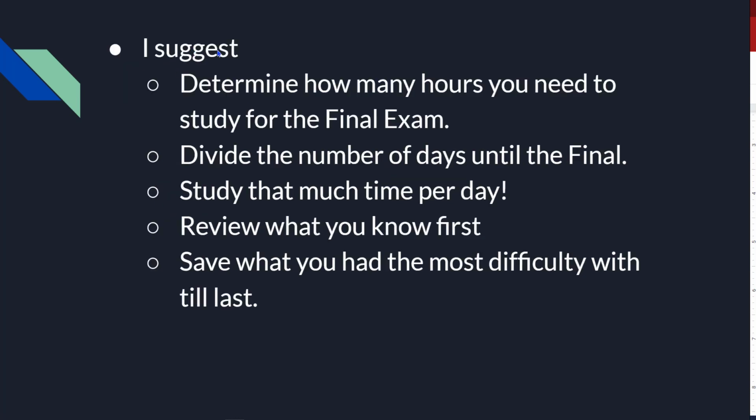All right, this is what I suggest that you do. Determine how many hours you need to study for the final exam. Divide by the number of days until the final exam and study that much time per day. So let's say that you determine you need to study 10 hours to be ready for the final, and there's 10 days until the final. Well, that would be 1 hour a day. Now, if you skip day one, well, you're either going to have to review 2 hours on day 2 and an hour the rest of the days, or you'll have to take that hour and divide it by the 9 days and figure it out. But you know what I'm saying.